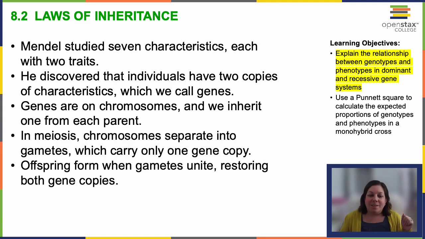So think back to meiosis, where those chromosomes are separated into the haploid gametes, right? This separation, or segregation, sometimes called, of homologous chromosomes also means that only one of the copies of the gene gets moved to the gamete. The offspring are formed when one gamete unites with one from the other parent, and the 2 copies of each gene and chromosome are restored, right? So we have those haploid gametes that then fuse, and then we end up with a diploid zygote, yeah?